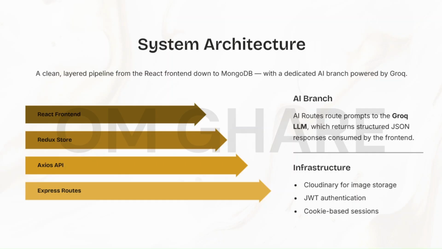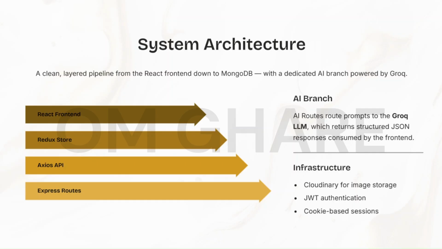From Redux, requests are sent to the backend using Axios. Axios acts as an HTTP client, responsible for the communication with the Express server. Inside Express, the request reaches the appropriate API routes. Each route forwards the request to its corresponding controller, where the business logic is executed. If database access is required, the controller interacts with MongoDB using the Mongoose models.